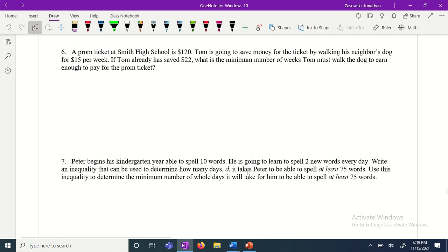Here we go. A prom ticket at Smith High School is $120. Tom is going to save money for the ticket by walking his neighbor's dog for $15 per week. If Tom has already saved $22, what's the minimum number of weeks Tom must walk to earn enough money to pay for the prom ticket? So we already know our total. That was 120. Tom's already saved $22. This is his initial starting amount. We already have this amount before we even begin. And it's asking me for the minimum number of weeks.